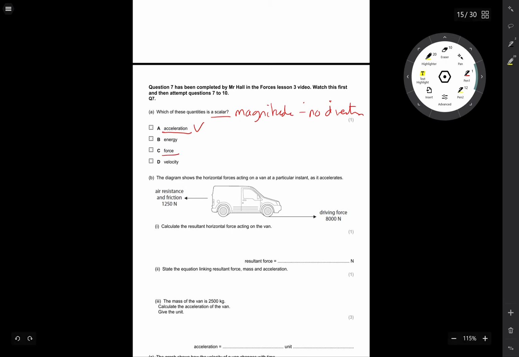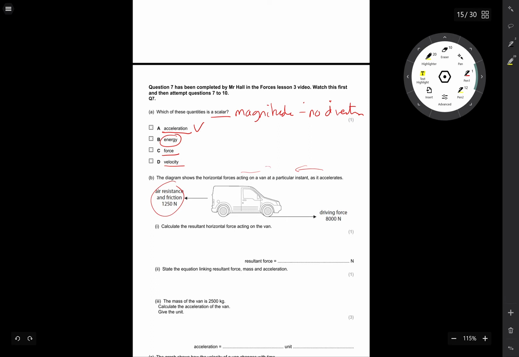Force, again, you can draw arrows for forces. You can have a force like we have here, a force going to the left and a force going to the right. So force is a vector. Velocity as well. It would make a difference to you if that van was traveling this way or this way, forward or backwards. Velocity also is a vector.